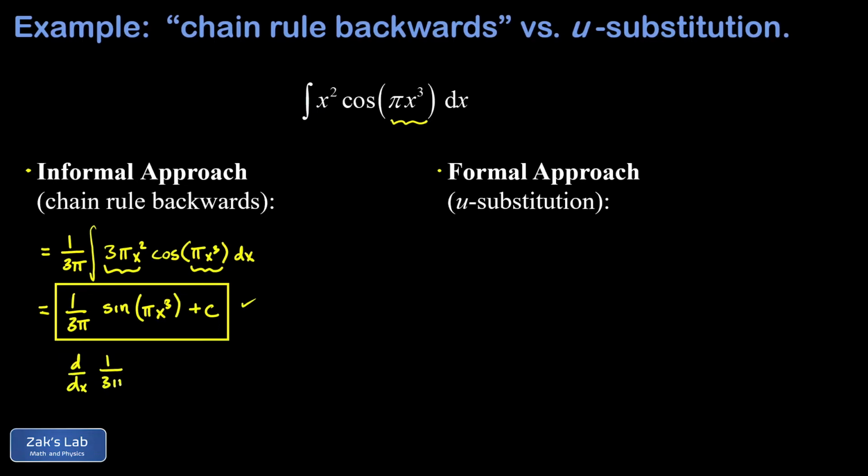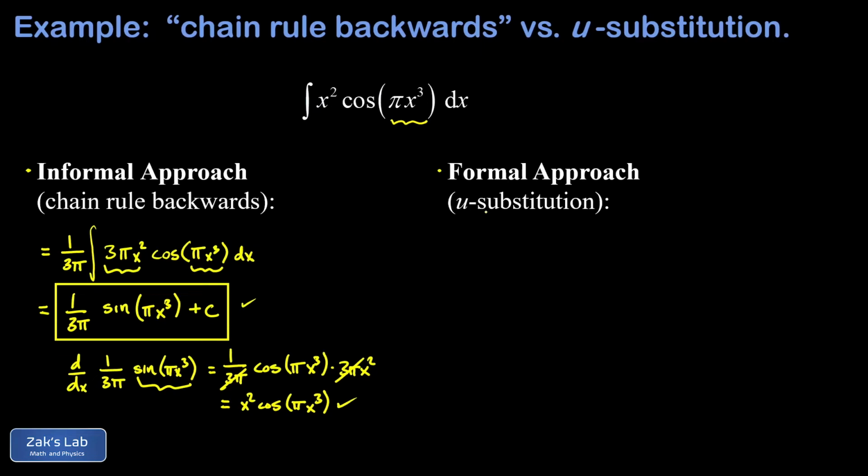So let's take the derivative of this thing. I know the derivative of the plus c is 0, so I'm not concerned with that. When I take the derivative, the 1 over 3 pi is a spectator. Then I need the derivative of the sine of pi x cubed. Well, I start by taking the derivative with respect to its argument of pi x cubed. In other words, I treat the pi x cubed like a single variable. And then the chain rule says I have to multiply by the derivative of that argument, which is 3 pi x squared. The 3 pi's cancel out, and I end up with x squared cosine pi x cubed, the integrand I originally started with, so I know my antiderivative is correct.